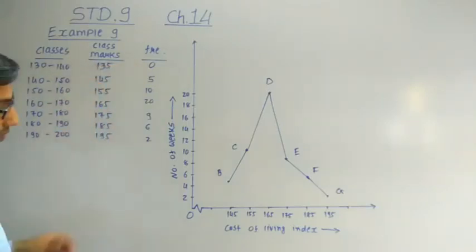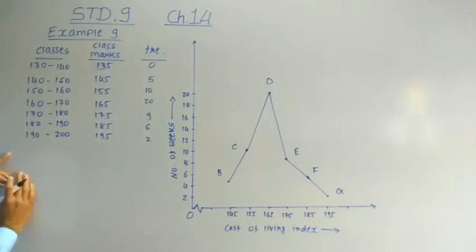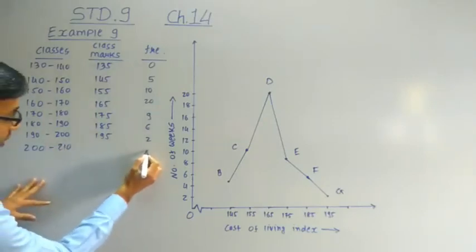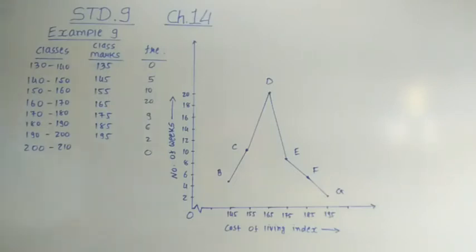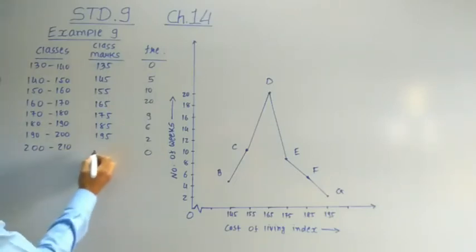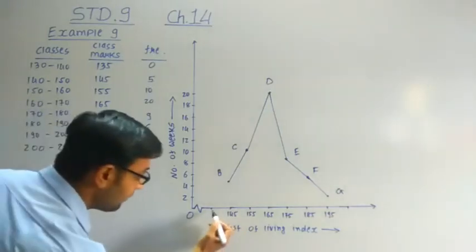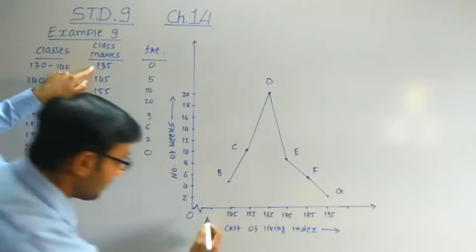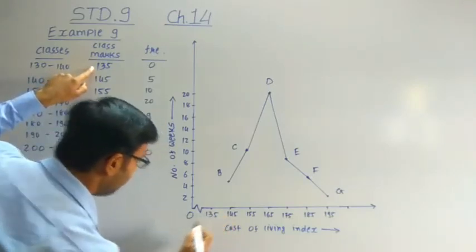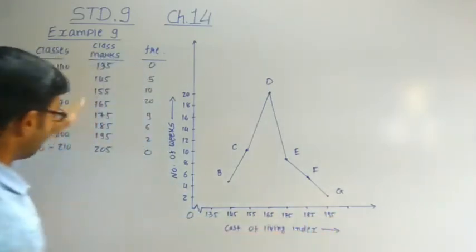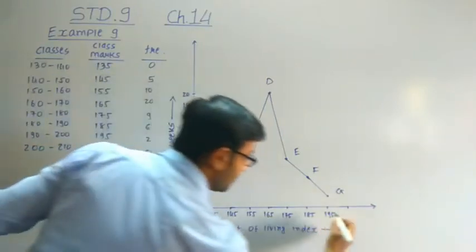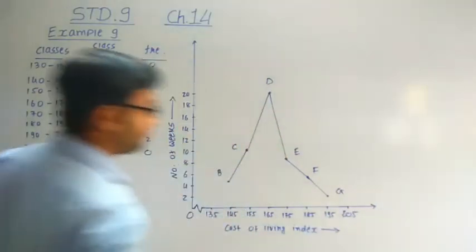In the same way, one more class interval we have to add here. This class interval ends with 200, so the next one will start with 200 and end with 210. Here also no frequencies are there, so we can take the frequency equal to 0. And the class mark will be 205. So before this we have to add the class mark 135, and at the end, after 195, we have to add 205.